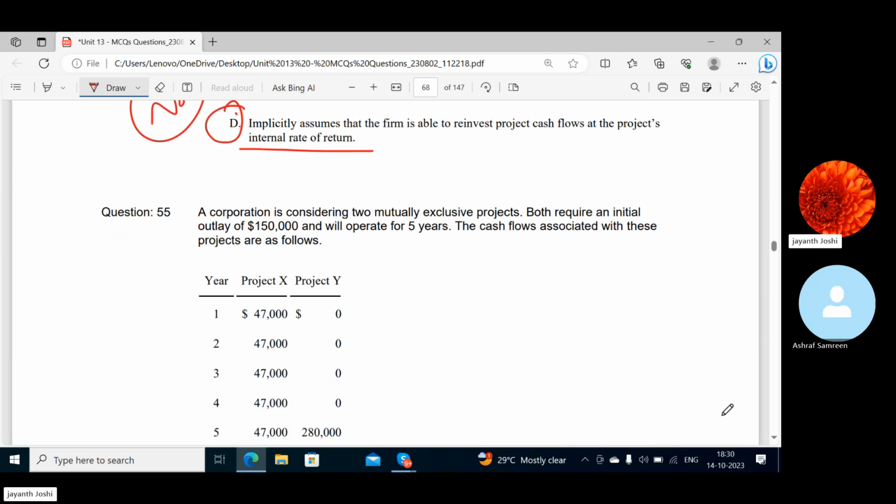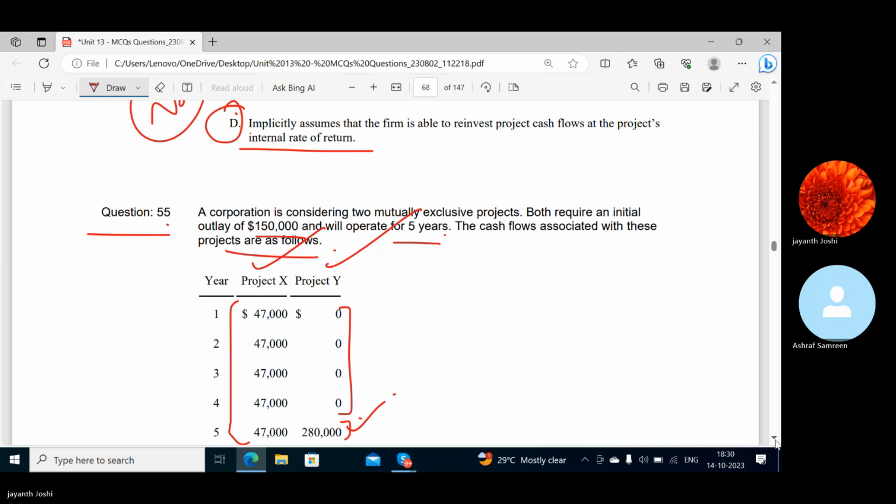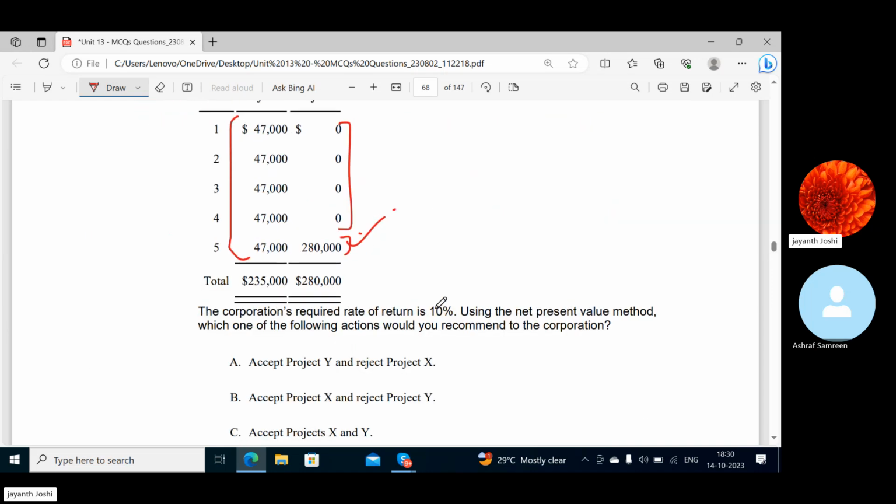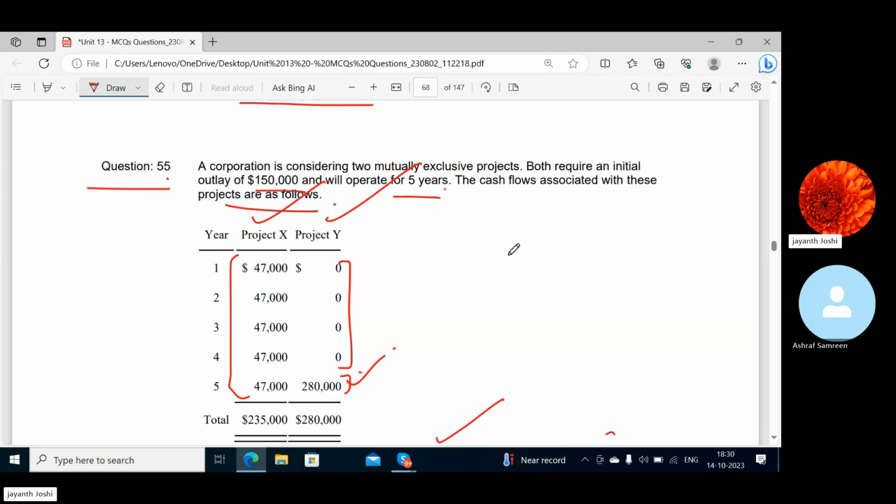Question number 55. Here there are two mutually exclusive projects. You have to select only one. Both require an initial investment outlay of this much and will operate for 5 years. For project X and project Y, you can see the cash flows. Project Y has all cash flows zero, but at the end of the project life you are getting one high cash flow. They're asking, the corporation's required rate of return is 10%. Using the NPV method, which one of the following actions would you recommend to the corporation? Can you find the NPV for both and tell me the answer?